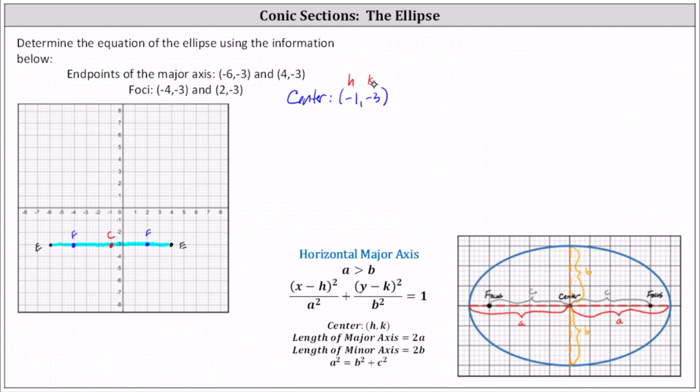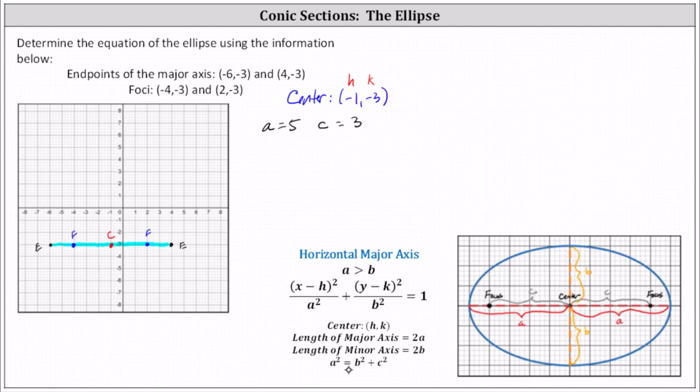Now we need to work on determining b. Analyzing the information, we know a is the distance from the center to either endpoint of the major axis, and therefore a is equal to 5. c is the distance from the center to either focus. Notice c equals 3. And now we'll use the equation a squared equals b squared plus c squared to determine b, or b squared.